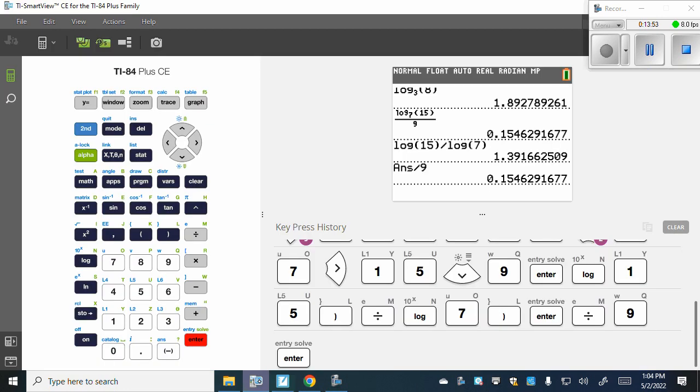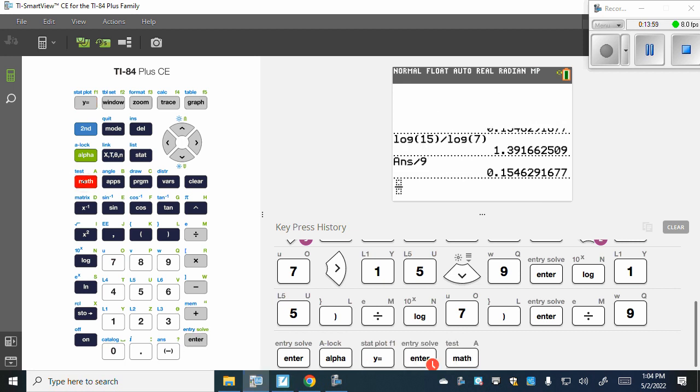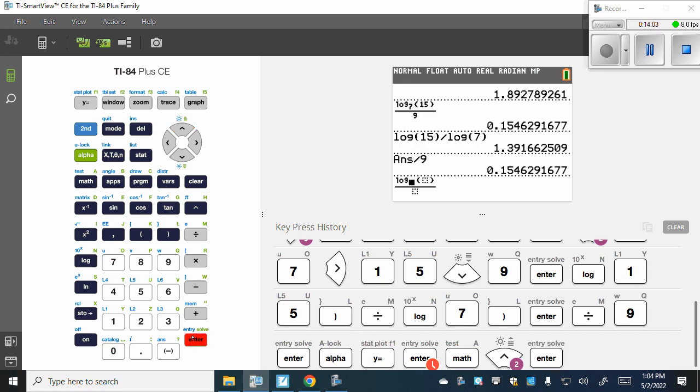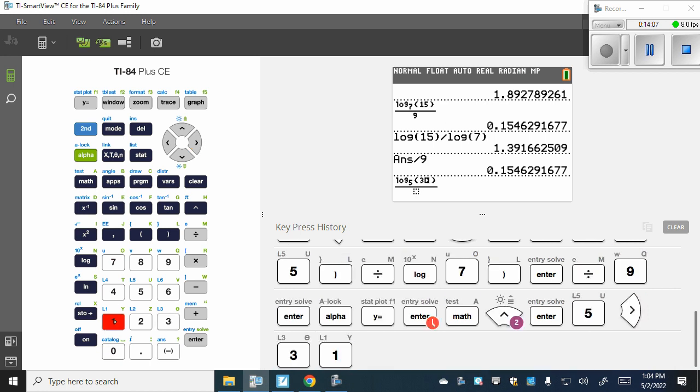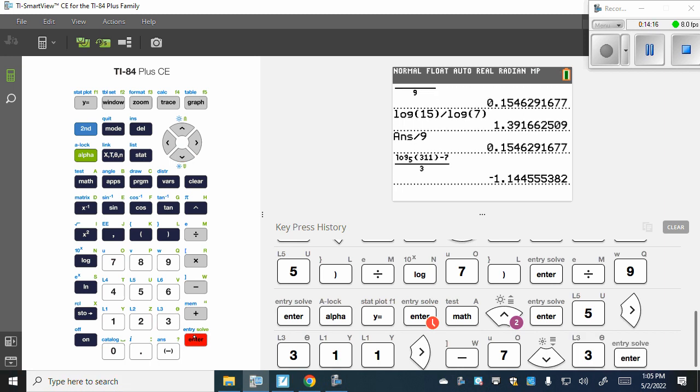So if we type this into the calculator, well, we'll need a fraction to begin with. Then we can go math. So we'd have log base 5 of 311 minus 7 all over 3, which gives us negative 1.145 because we would round up.